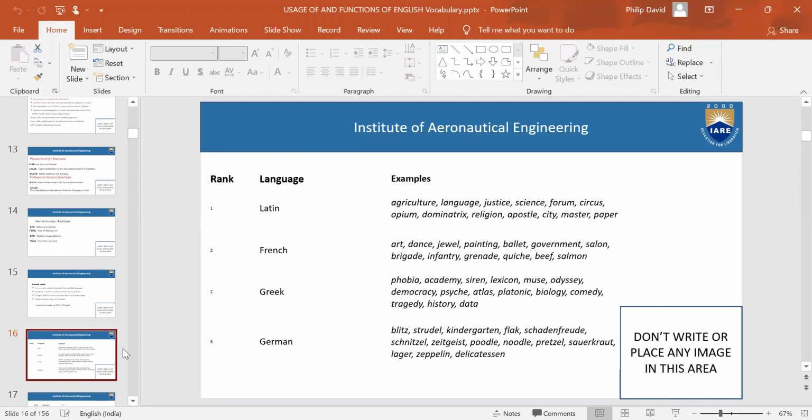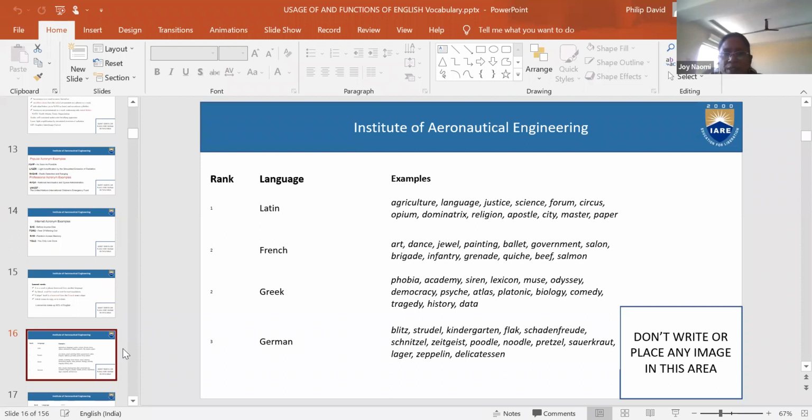Language, Latin. Examples: agriculture, language, justice, science, form, circus, opium, dominatrix, religion, apostle, city. In apostle, the T is silent. Apostle, city, master, paper. Yes, please continue reading.